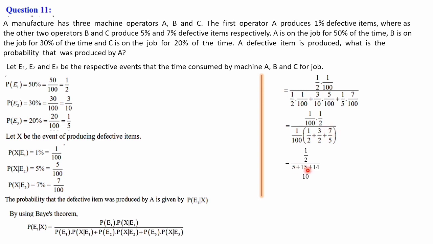So 5 plus 15 plus 14 divided by 10, that is equal to 1 by 2 by, 20 plus 14, that is 34. So 34 by 10, that is equal to 1 by 2 into, just take the reciprocal of this one and multiply, 10 by 34. So we can cancel 2 and 10, that is 5 divided by 34. This is the required probability.